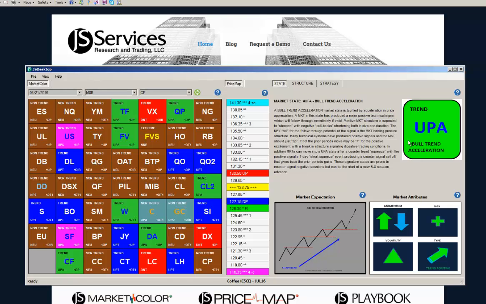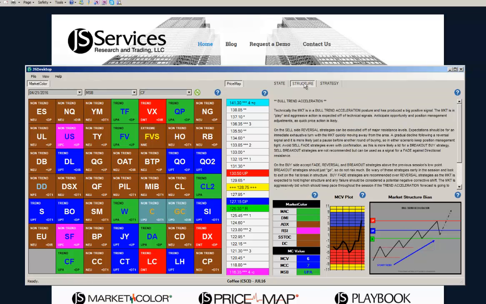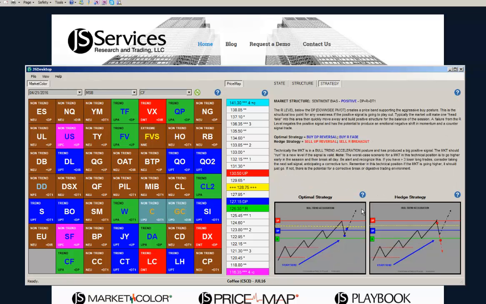So if we're in this bull trend acceleration market state and we have this structure, then these are the optimal and the hedge strategy themes. So optimally, the market's going to open up and we're going to get an opportunity to buy off support. So we're going to execute a buy R fade, and then we'll also look for an exhaustive reversal signal to jump back on this big positive signal that we've had.